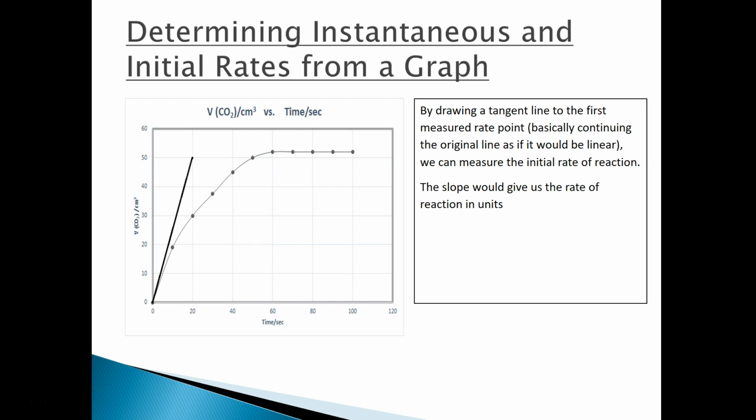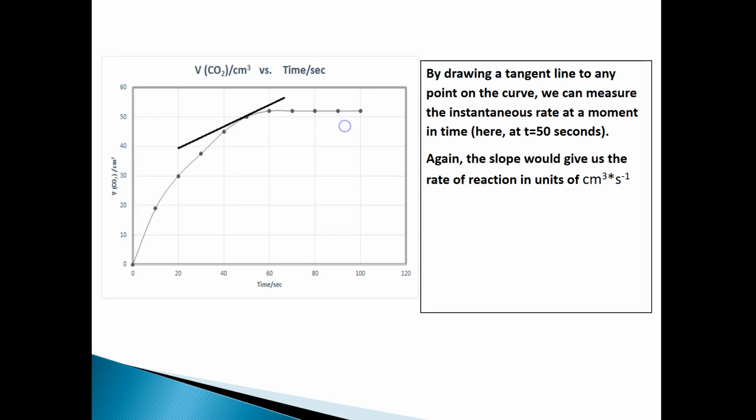Now the slope of the line will give us the rate of that reaction, and the units will be cubic centimeters over seconds. Because when we look at a graph, we know that the y-axis is always divided by the x-axis, so the unit of y is cubic centimeters, and the unit of x is seconds. And if we wanted to solve the rate, all we have to do is get the slope of that tangent. So the slope of that tangent is 2.5, and the unit is cubic centimeters per second. So 2.5 cubic centimeters per second is the initial rate of that reaction.